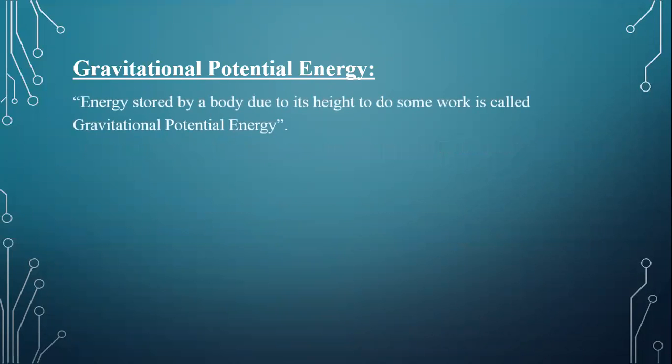Gravitational potential energy is also known as the stored form of energy. So energy stored by a body due to its height to do some work is called gravitational potential energy. कि जब एक ऑब्जेक्ट में उसकी हाइट के नतीजे में एनर्जी स्टोर हो जाएगी और वो ऑब्जेक्ट कुछ वर्क परफॉर्म करने की सलाहियत रखता है, then this type of energy is called gravitational potential energy.